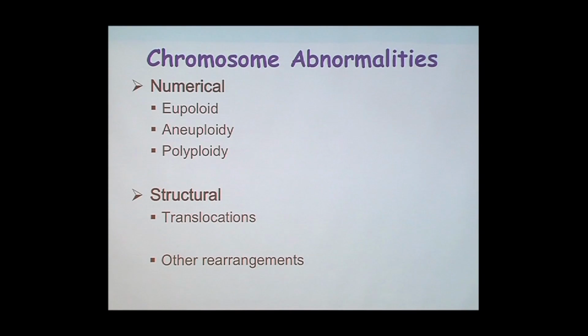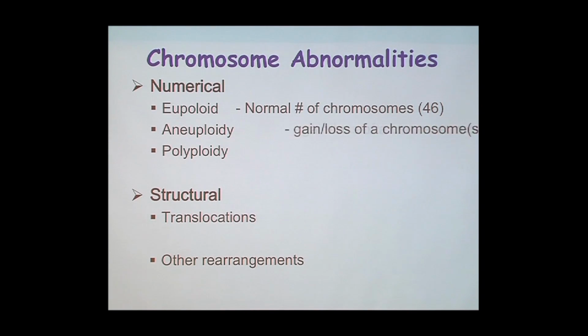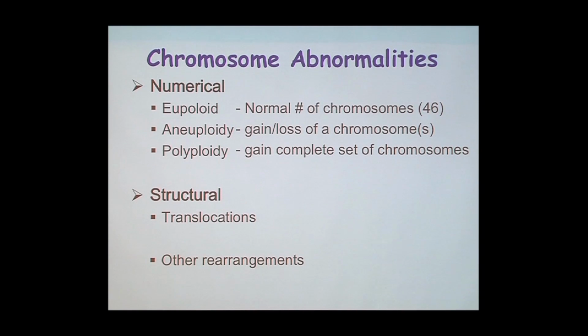So the different types of abnormalities are those that are numerical. Euploid is a term that refers to the normal number of chromosomes, 46. Aneuploid is when there is an abnormal number of chromosomes. So if you have 45, you're missing one, or 47, you have an extra one. Polyploidy is when you have a whole extra set of chromosomes, so you have 69 or 92. These can occur by different processes, which lead to these different errors.